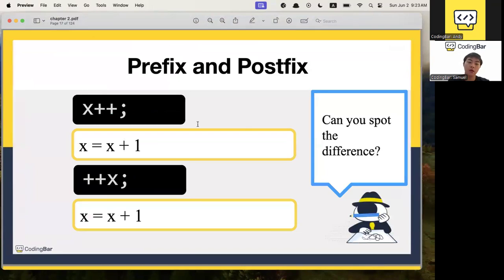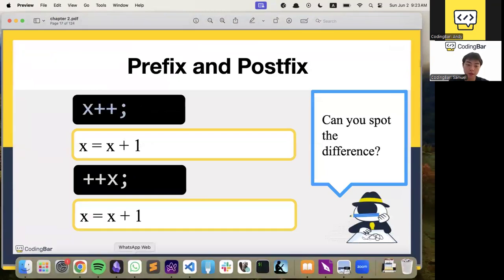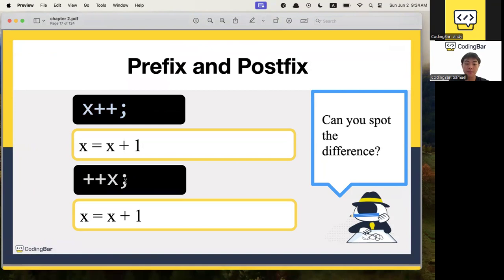Let's go on. How about x? Okay, there's something special. It's called x plus plus, x plus plus and plus plus x. So x plus plus is actually a short form of x equals x plus 1. So it's a short form. In this way, you may write your code faster. But at the same time, plus plus x is also equivalent to x equals x plus 1. But there is a difference. There is actually a difference. x plus plus and plus plus x are not at all the same.